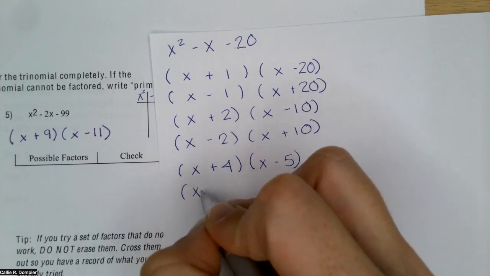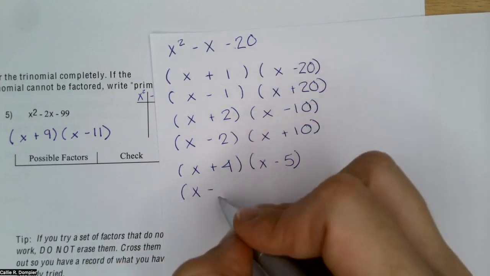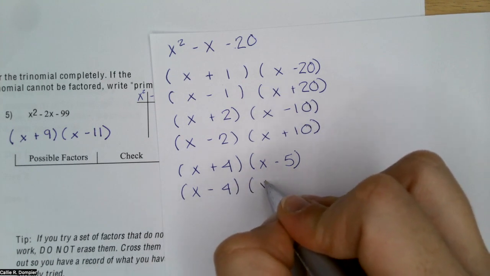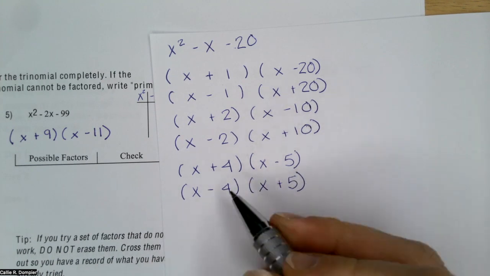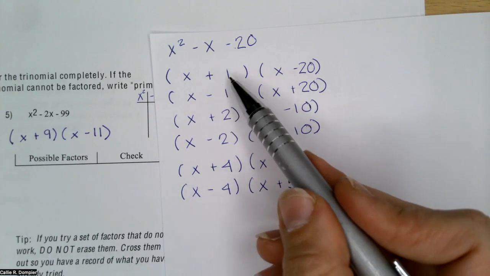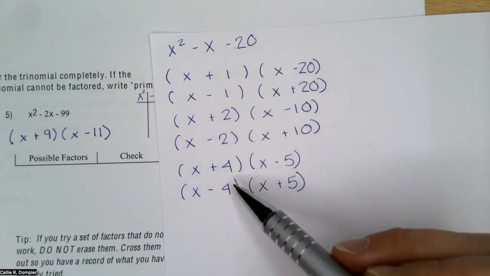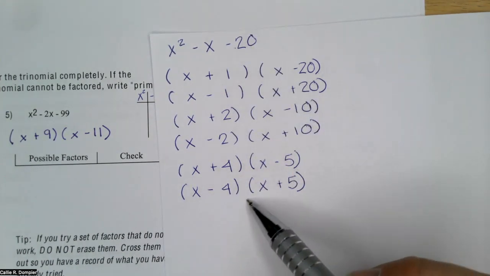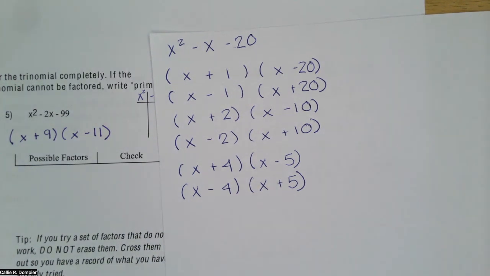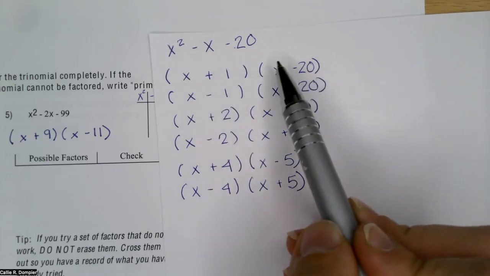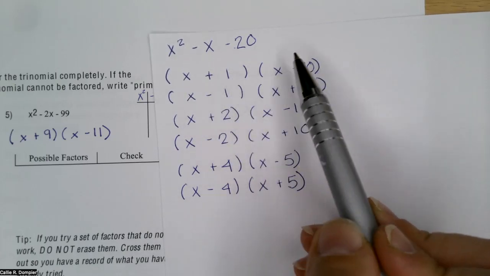And then I can just switch the signs. So negative 20 divided by negative 4 gives me a positive 5. And then that's all my factors. I divided 20 by 1, I divided by 2, and I divided it by 4. If I divide it by 5, that's the same problem. Okay, so first, outside, inside.